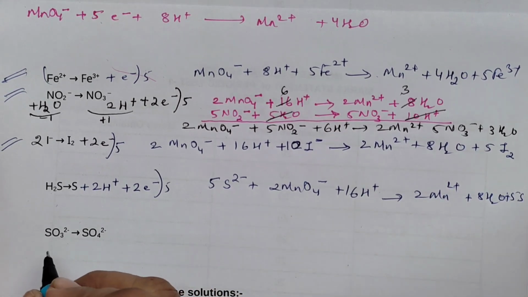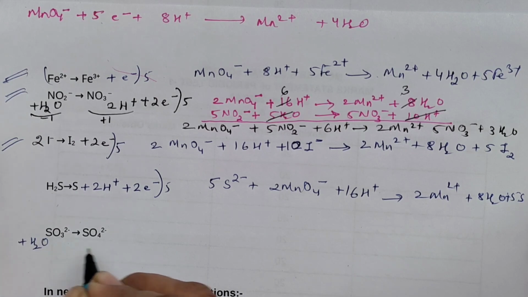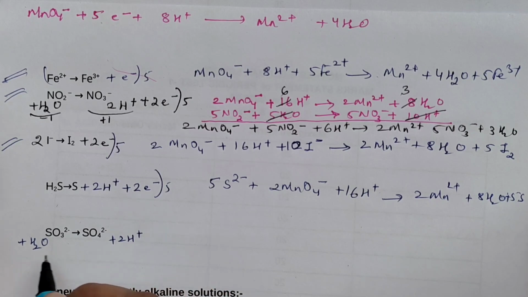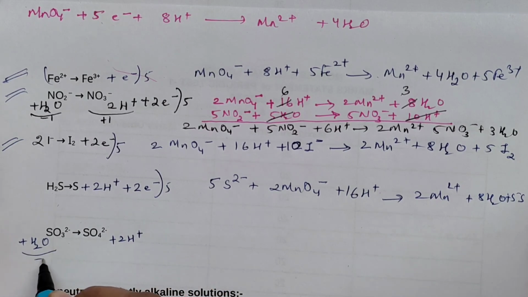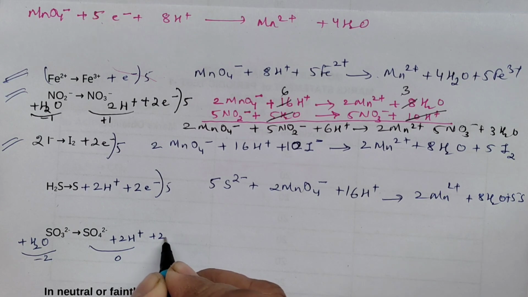So this one again we will balance. Other elements are not there. Oxygen balancing by adding water molecule on the left hand side. Hydrogen balancing by adding H+ on the desired side. Let's check the charges. Left side the charge is -2, the right side the charge is 0. So you'll have to add 2 electrons here again.